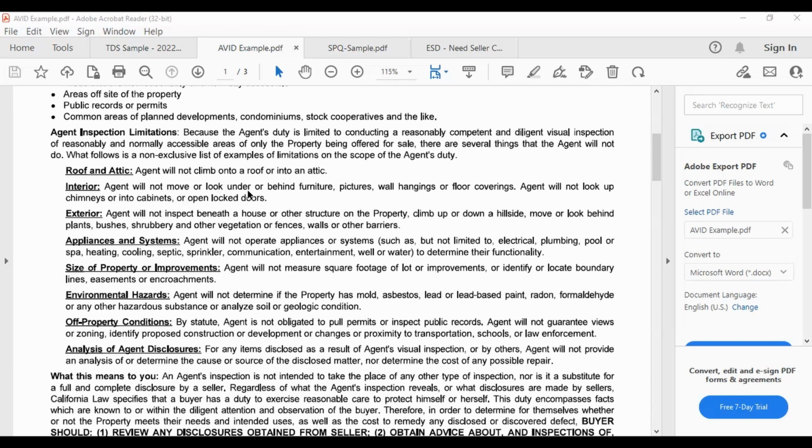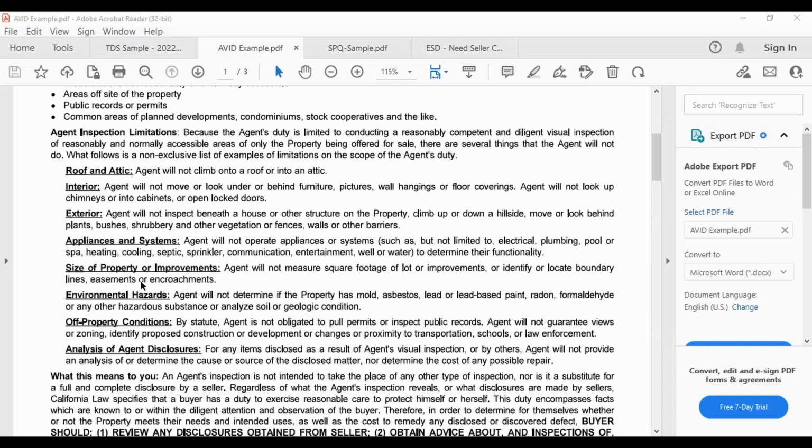Agent will not move or look under or behind furniture, pictures, wall hangings, or floor coverings, not look into chimneys, into cabinets, or open locked doors. Okay. Now they don't have to, but do they? Some of them do, because sometimes there might be concerns and they might aid in assisting and revealing those concerns. Okay. But you don't have to.